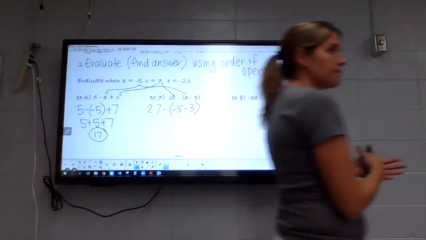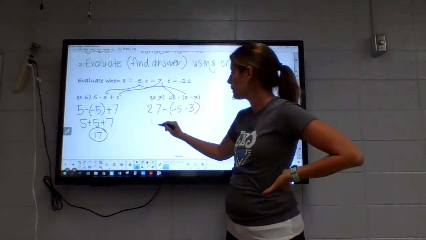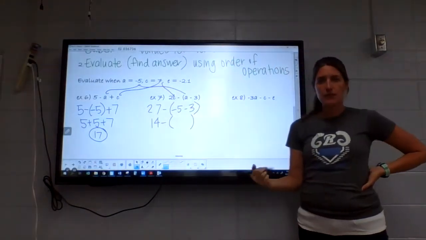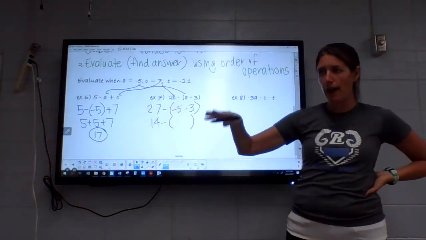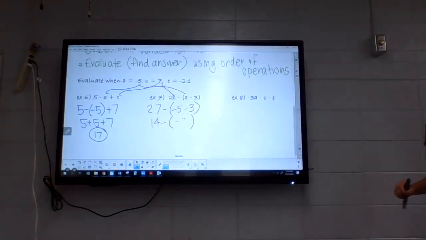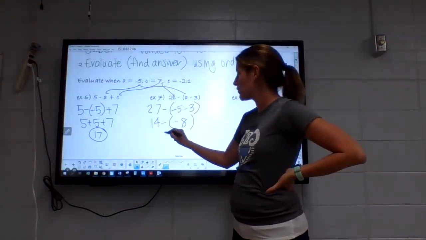What's 2 times 7? 14. Minus, I'm going to do what's inside the parentheses first, but again, if you use your calculator, that's fine as well. I'm subtracting these, down 5, down 3 more. This is down to negative 8. And then the 2 negatives become positive, so 14 plus 8, and so that'll give you 22.